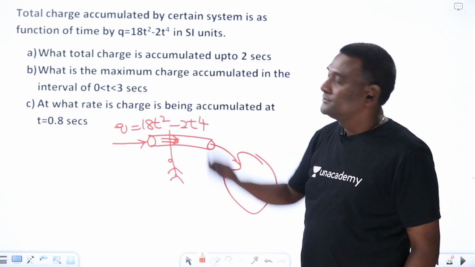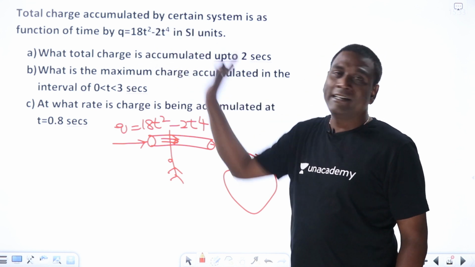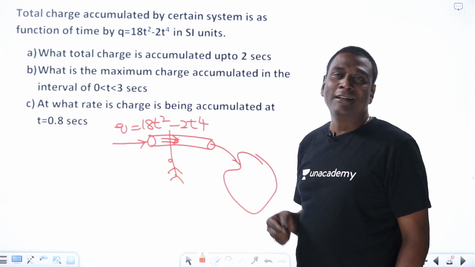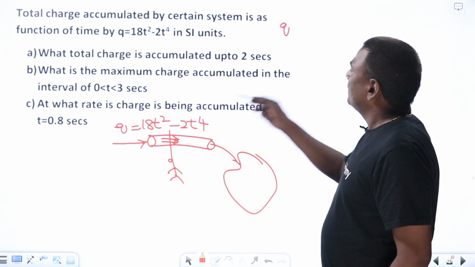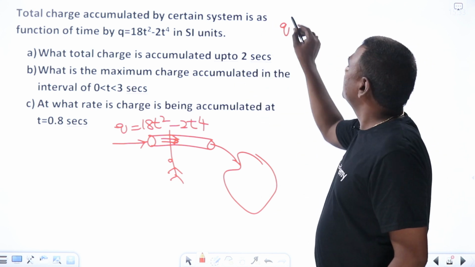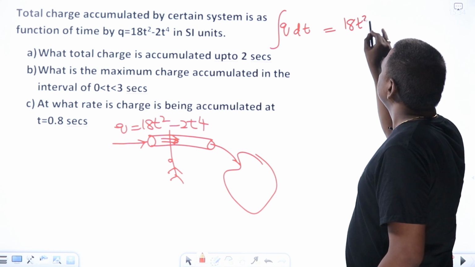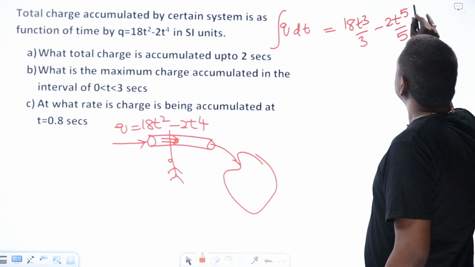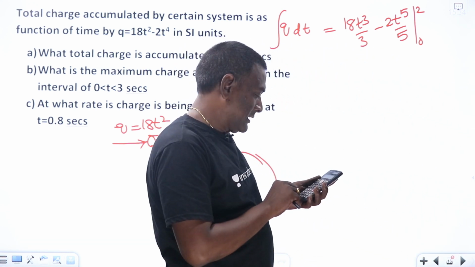First of all, at t equal to 0: 18t square is 0, and 2t to the power of 4 is 0, so the net is going to be 0. At t less than 0, we need not consider, because they did not mention any condition for t less than 0. So from t equal to 0, we have to start counting. Now, Q they have given as 18t square minus 2t to the power of 4, and to get the total charge we have to integrate. So this is going to be 18t cube by 3 minus 2t to the power of 5 by 5, between 0 to 2. 0 anyway will give you 0 only, so 2 we have to apply.